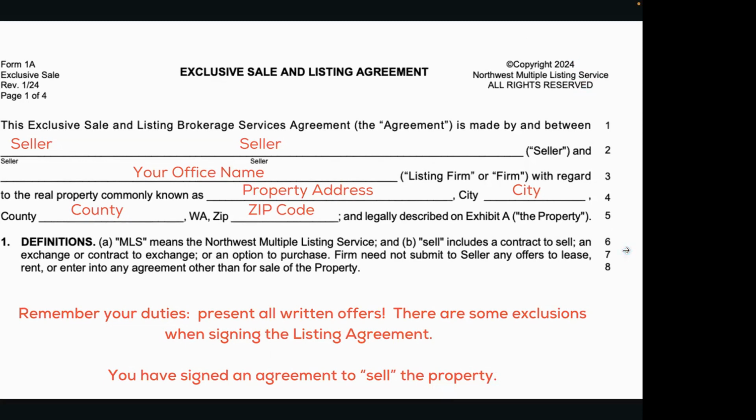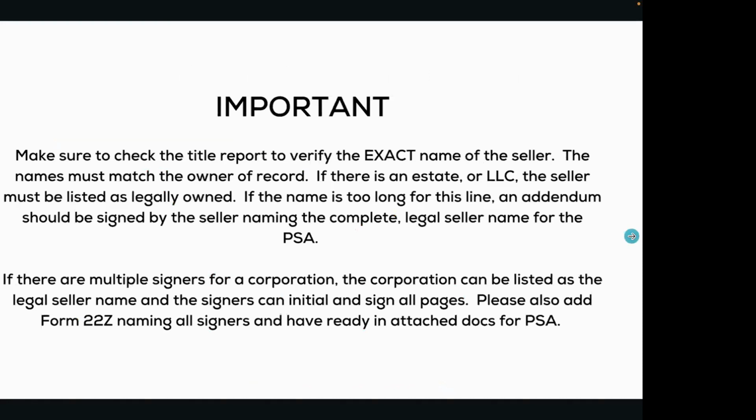Okay, so once we've signed this, we have an agreement to sell the property, not to rent or lease. So we are under no obligation to accept any contract other than that. It's really important when we are filling this out, though, to make sure that we have the exact seller name. For instance, the seller's name must match the owner of record.